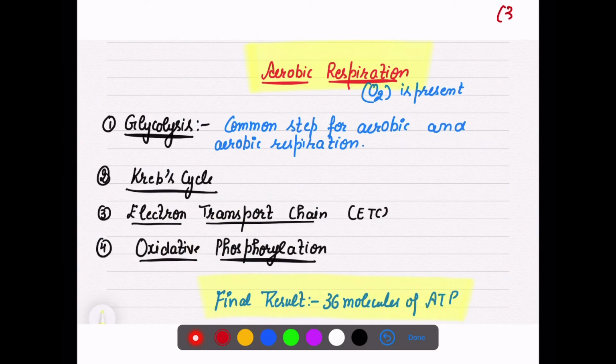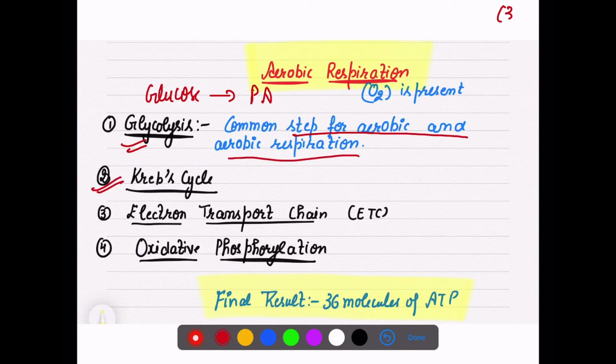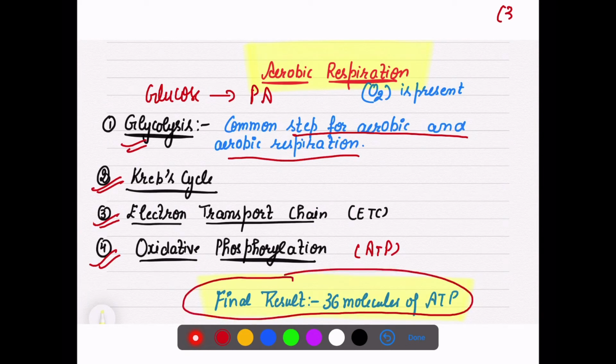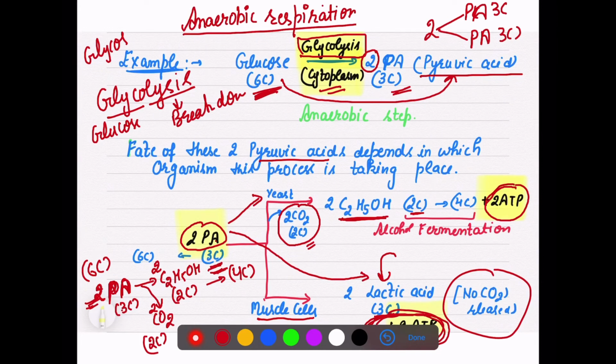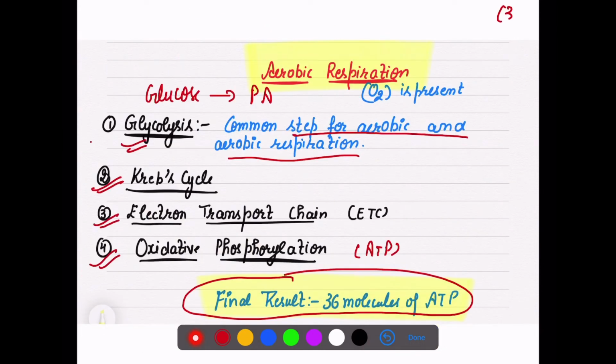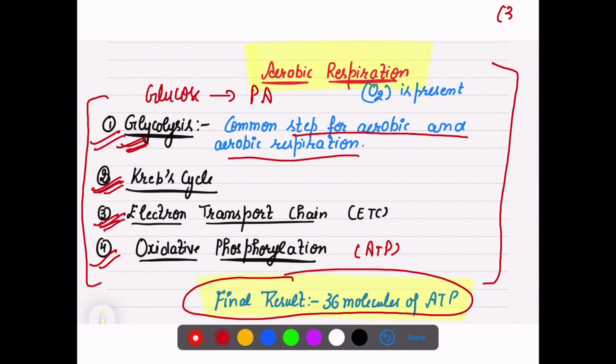If we talk about aerobic, the first step is common, that is glycolysis. Glucose will change into pyruvic acid. It is a common step for aerobic and anaerobic respiration. Then there is the Krebs cycle, electron transport chain, and oxidative phosphorylation, in which we actually form ATP. The final result in aerobic respiration is 36 molecules of ATP, and as you can see, in anaerobic only 2 ATPs are produced. So this gives us an idea of what we are going to read in respiration: glycolysis, Krebs cycle, etc. We have to discuss all these steps thoroughly in our respiration chapter.